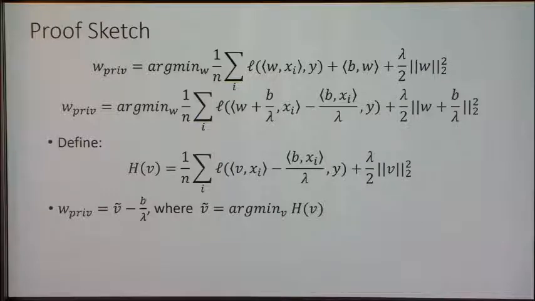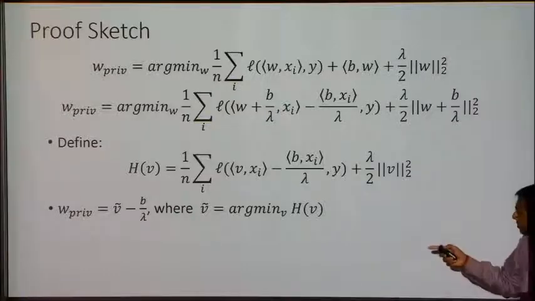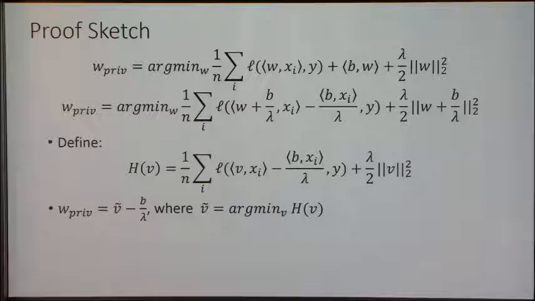We can define this new loss function, which is also a regularized empirical risk minimization problem, slightly perturbed from our original one. And if v tilde is the optimizer of this regularized empirical risk minimization problem, then w private and v tilde are related by this quantity. I'm just looking for lambda prime. So this is lambda. I think it should be comma, and oh, it's okay.